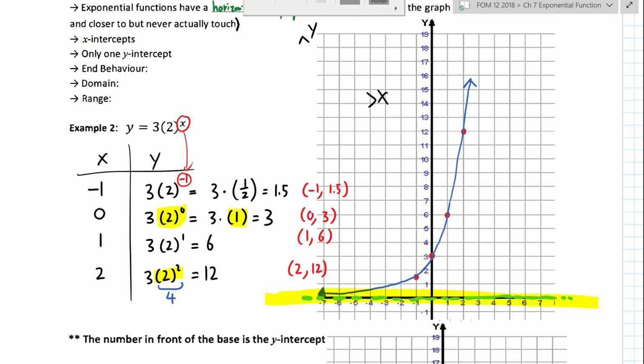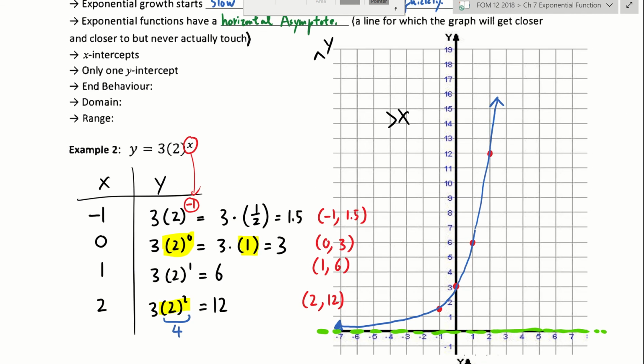Can our graph actually cross it? No, right? That's actually one of the features of an exponential function. You can't really cross that line. So therefore, for the x-intercept, the answer is no. No, we don't have any. So no x-intercept.